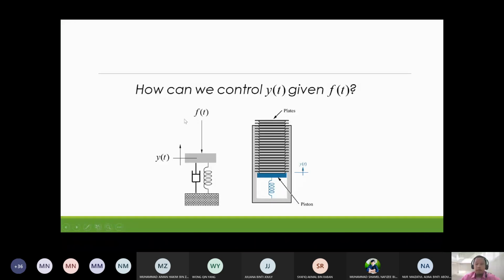So we can derive the transfer function for this system. The basic thing that we want to do is to control the position y given a force F. So how can we control y given a force F? Actually, we want to derive the transfer function of this system. So let's look at how we can derive this in a more general way.